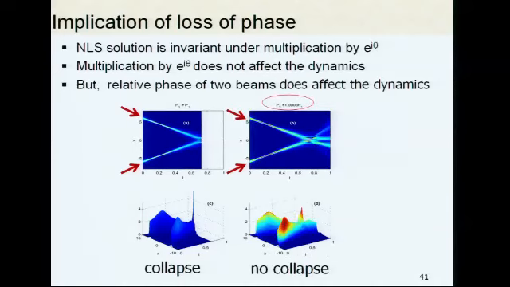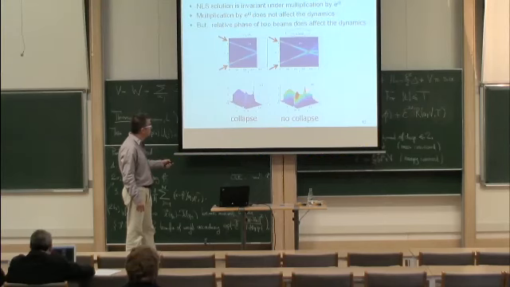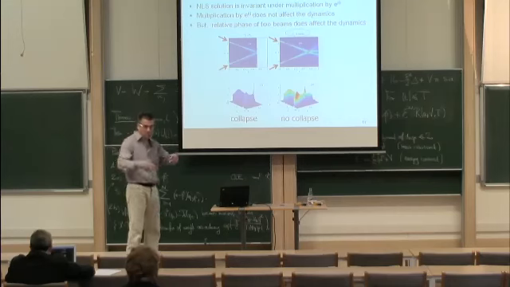Now we repeat the same simulation. The two beams are still in phase, same profile. The only thing is that one beam is multiplied by 3 in the 5th digit. A tiny change in the power of the second beam. So before the collapse, it's the same. They almost collapse. Collapse is arrested. Once they intersect, however, you see there's no collapse here. There's some minor thing, but no collapse.